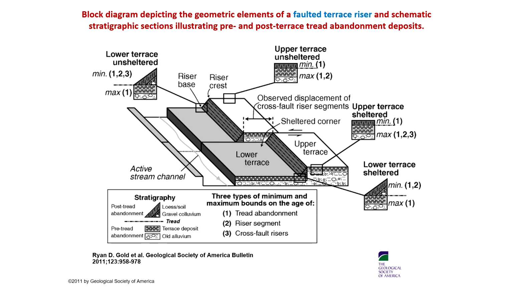So, we have this block diagram which is depicting the geometric elements of faulted terrace risers. Okay. So, here what we have is a fault which crosses this line. Okay. And the movement is left lateral. There is a stream which is flowing over here. So, this is the active stream. Okay. So, what the active stream will do is that it will result in this erosional surface. Okay. And this one here.